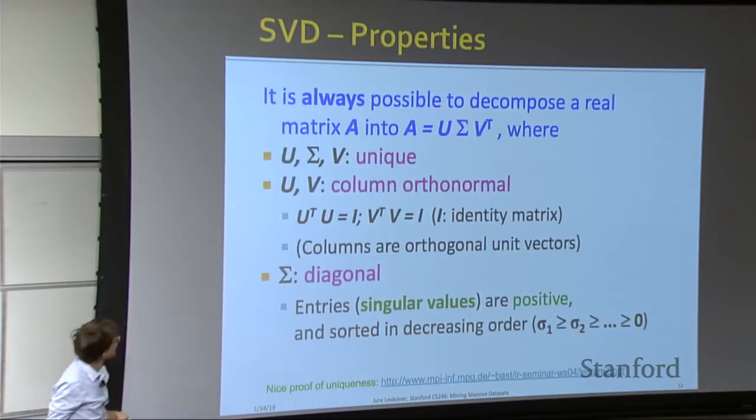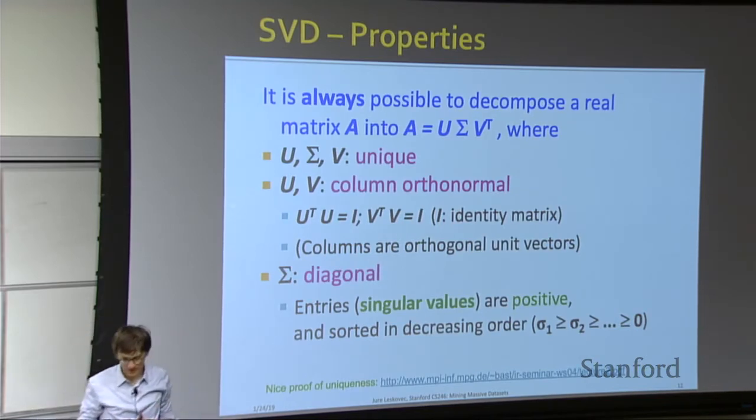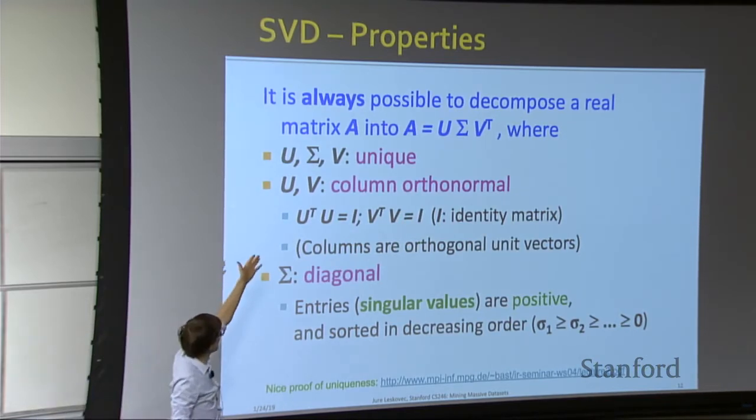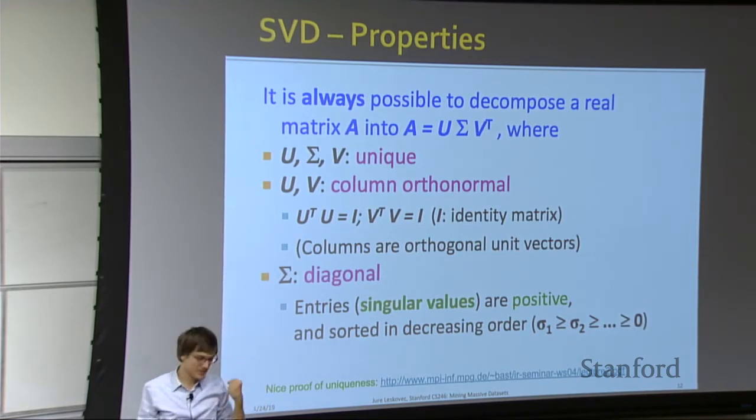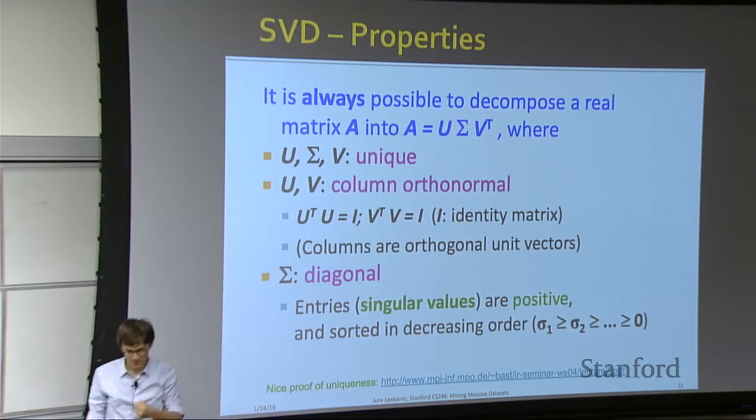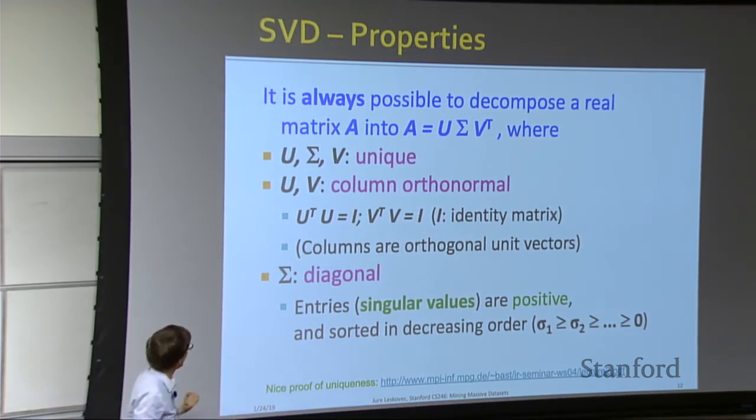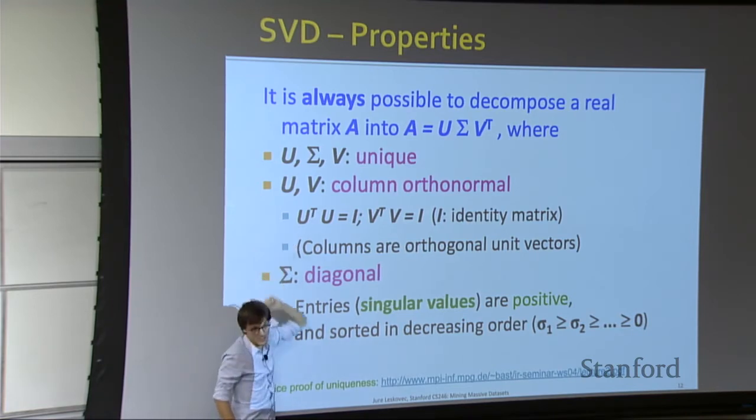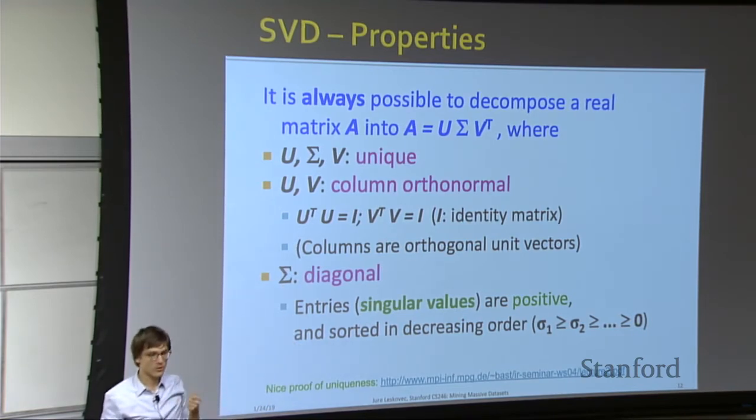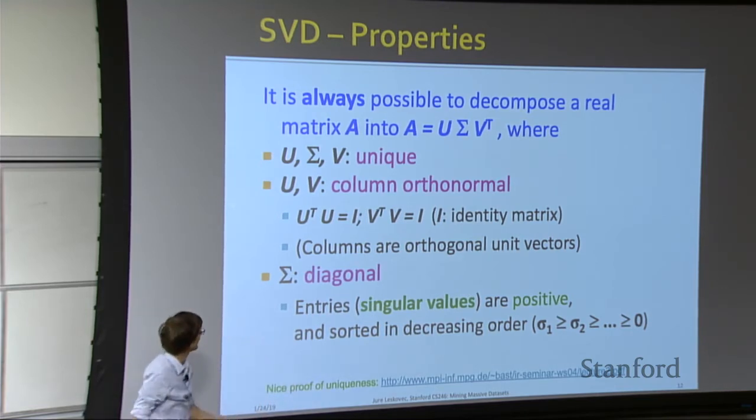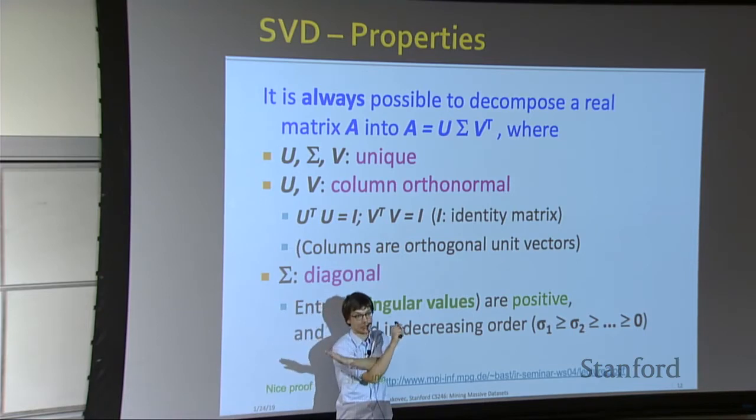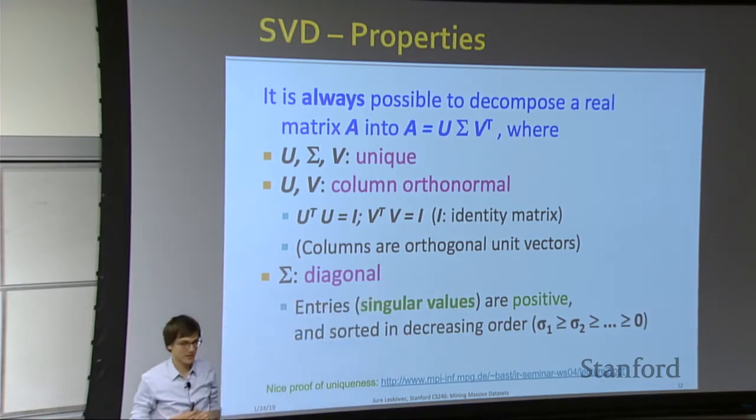So that's the idea. Now, what are some properties of this singular value decomposition? The first property is that for any given matrix A, the U, sigma, and V are unique. So there will always be just one solution, not multiple. What are the constraints? The constraints on U and V are that they are column orthonormal. So what does it mean? It means that every column is orthogonal and unit length. Normal means unit length, it has Euclidean length 1. And orthogonal means that if you take the dot product of two columns, you get 0.